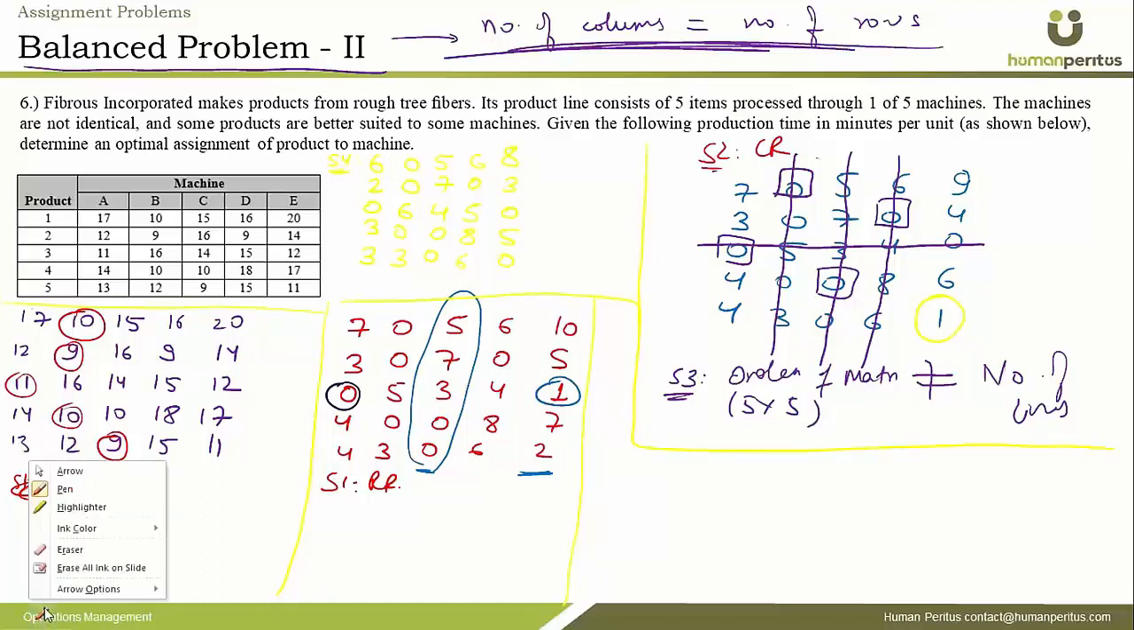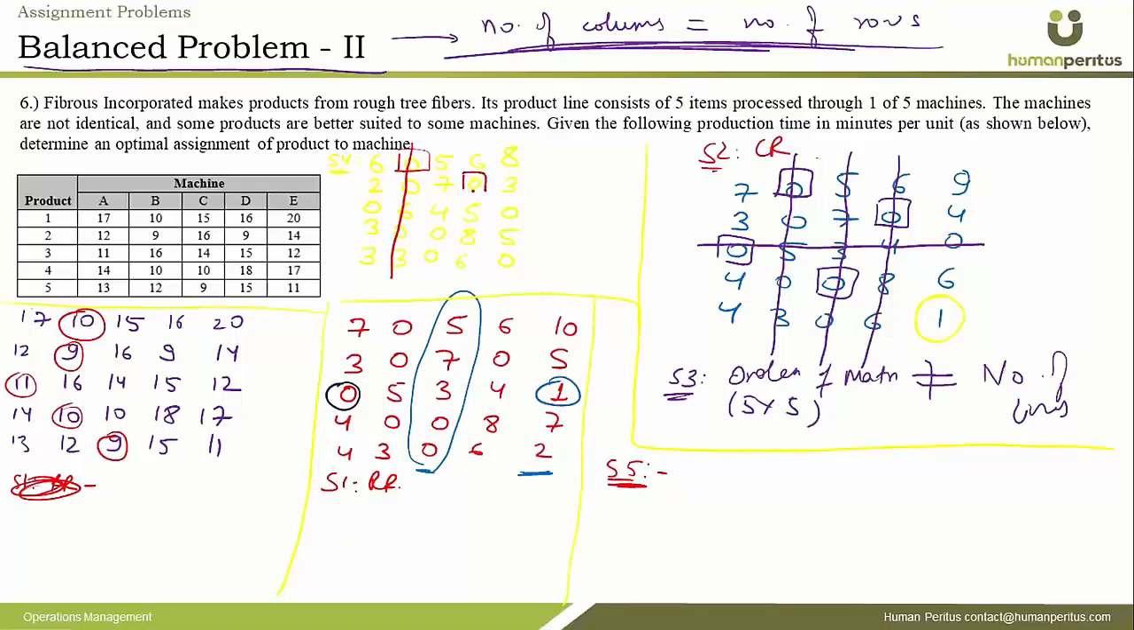So what is step 5? We will do row scanning and column scanning again. In the first row there is one zero. Let me assign this zero and cross the corresponding column. For the second row there is one zero, and I can assign this zero and cross the corresponding column. For the third row there are two zeros. For the fourth row there is one zero. I can assign this zero and cross the corresponding column. For the last row there is one zero. I can assign this zero here and cross the corresponding column.